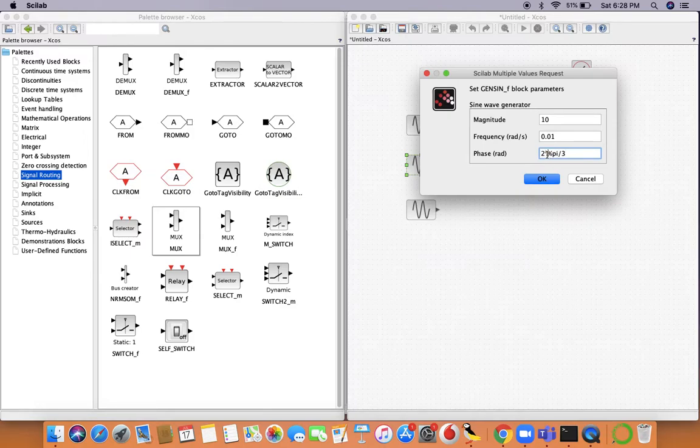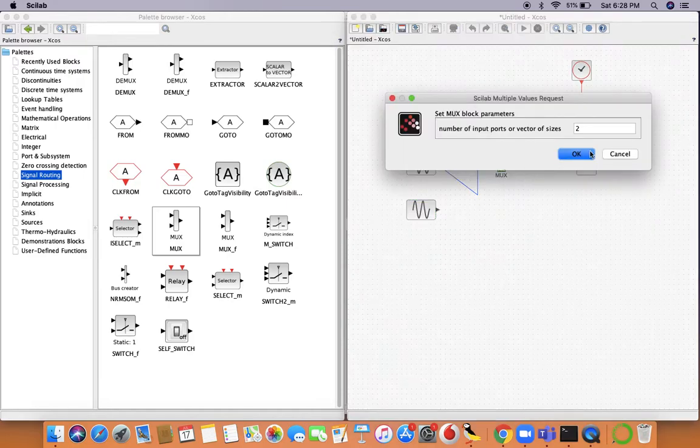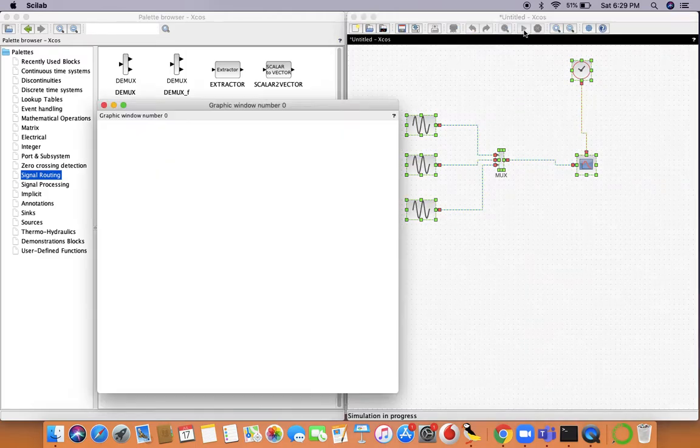2 into 2 pi by 3, which is 4 pi by 3, right? So we also need to change the number of input ports in our mux, change it to 3, and we get this one right over here. Control A, optimize, and let's run the system.